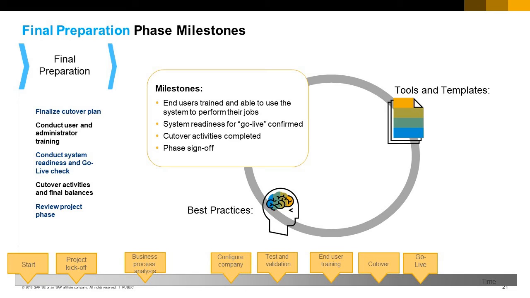This phase ends with the switch to production from the legacy system to SAP Business One. The milestones are: end users trained and able to use the system to perform their jobs. System readiness for go-live is confirmed and a go-live date agreed with customer. The readiness check should include criteria that must be met before go-live. All remaining critical open issues must be resolved, the hardware and infrastructure must be in place, and operational procedures documented.